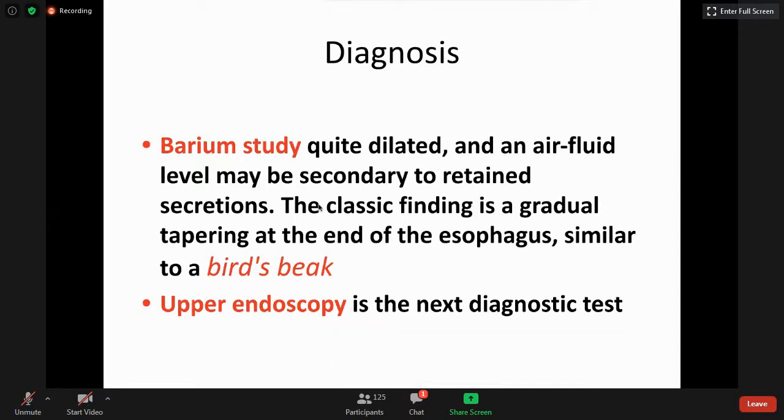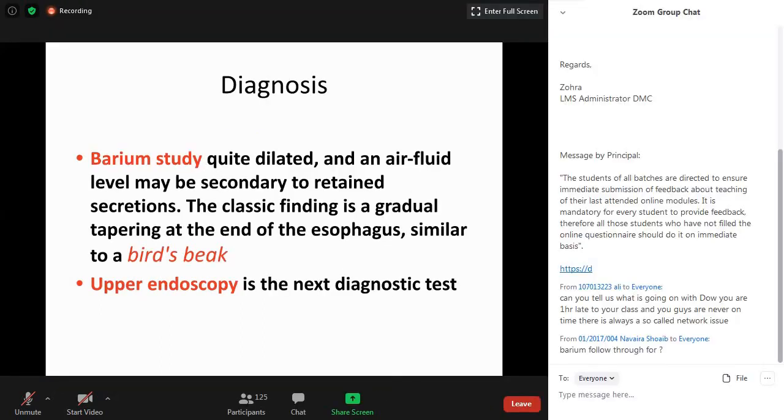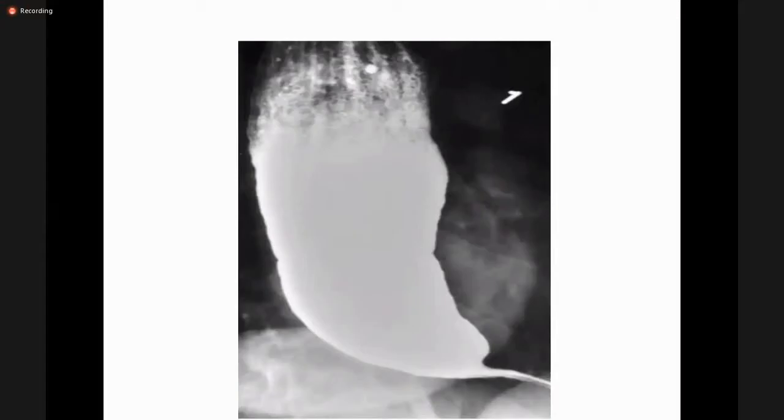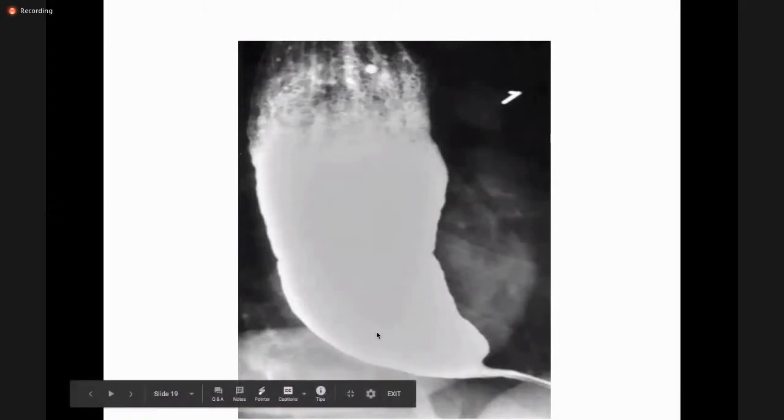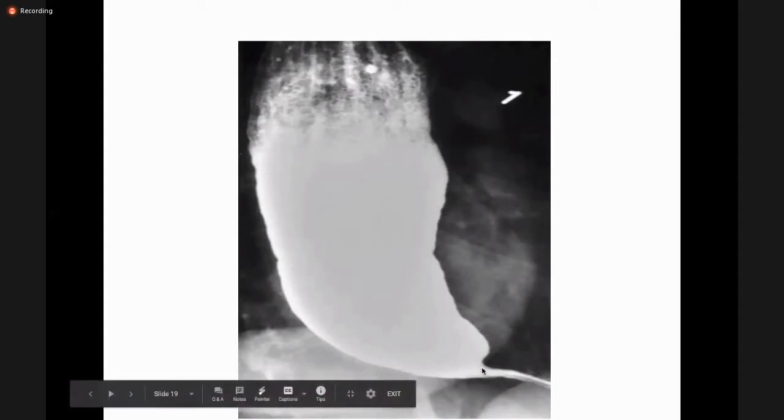The other modality is upper GI endoscopy, which is the next diagnostic test. This is the picture you can see in the barium swallow. You can see the dilated esophagus, and then it tapers into this bird's beak, like a bird's beak.